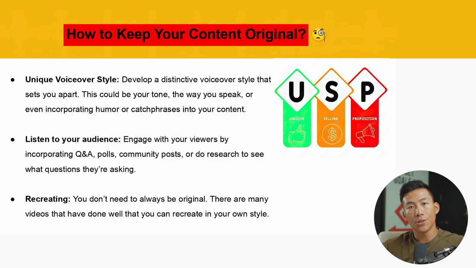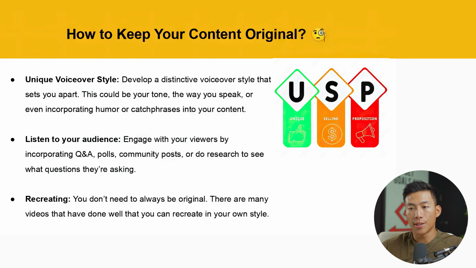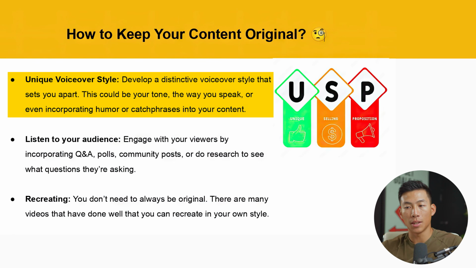Now let's talk about how you can keep your content original. So this is something that you might struggle with in the beginning of your YouTube channel, or it might be something that you struggle with later on down the line. And with this, I have a couple of different tips that can maybe help you. So first one is going to be having a unique voiceover style. Some people have just a distinct way of talking, whether it's the tone or the way that they speak or the way that they script out the video, either incorporating humor.